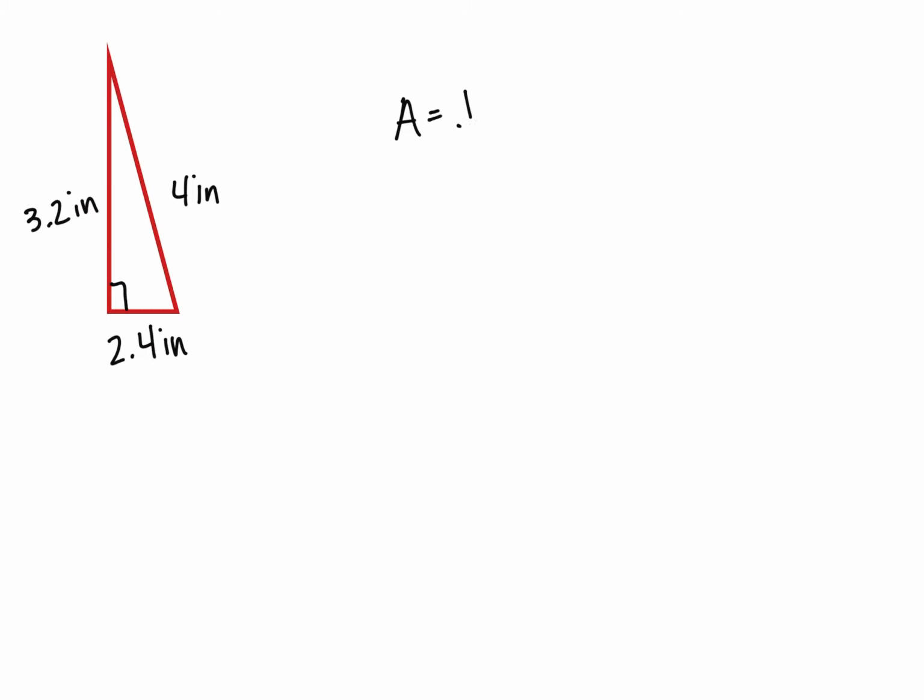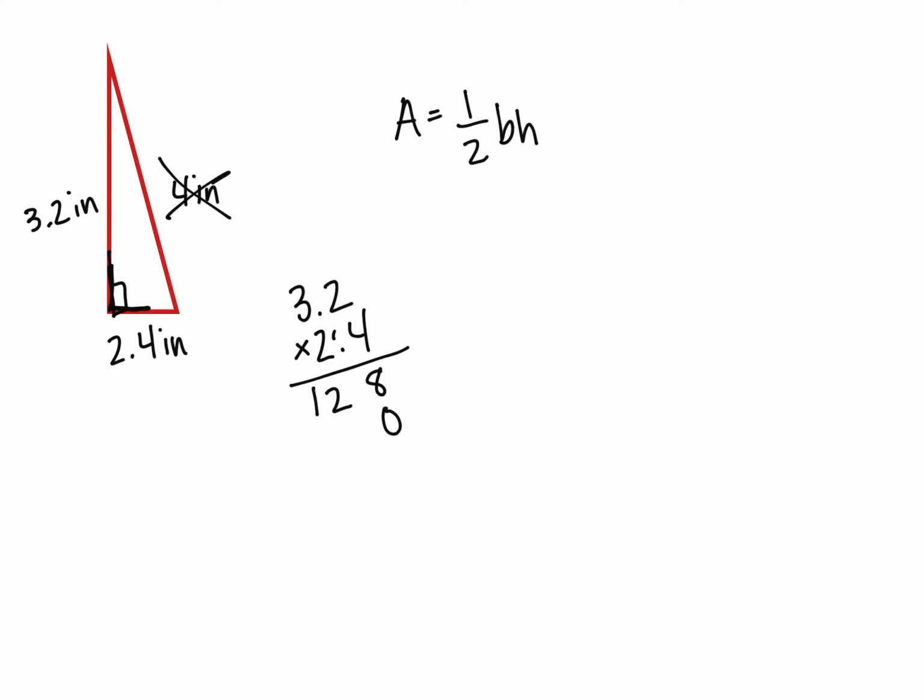The area for number 3, since it's a triangle, we still need that 1/2 with the base times the height. We want the one sticking out of the right angle, so we're going to get rid of that 4. We are going to multiply the base and the height together. 4 times 2 is 8. 4 times 3 is 12. Then use a spacer. 2 times 2 is 4. 3 times 2 is 6.